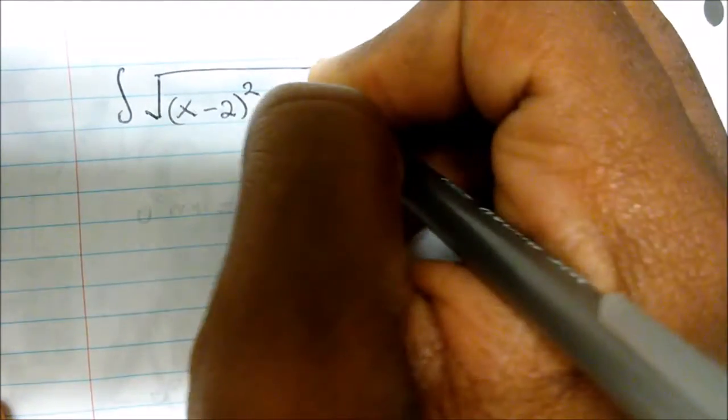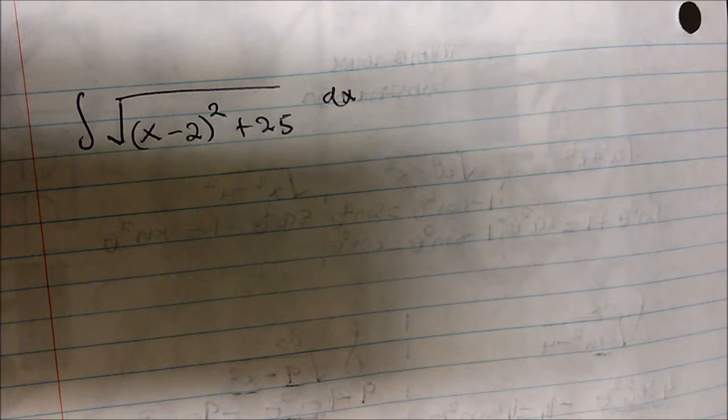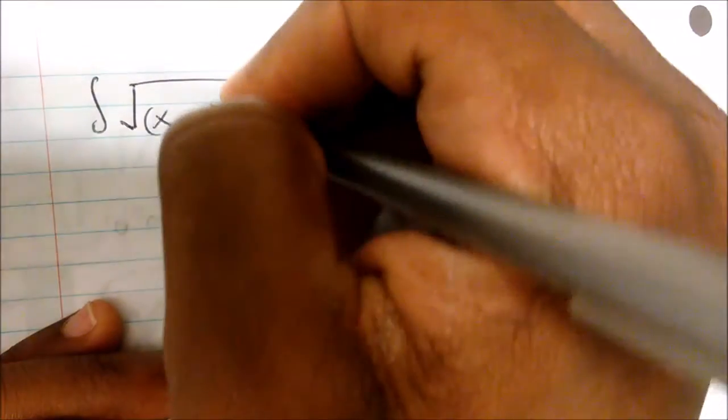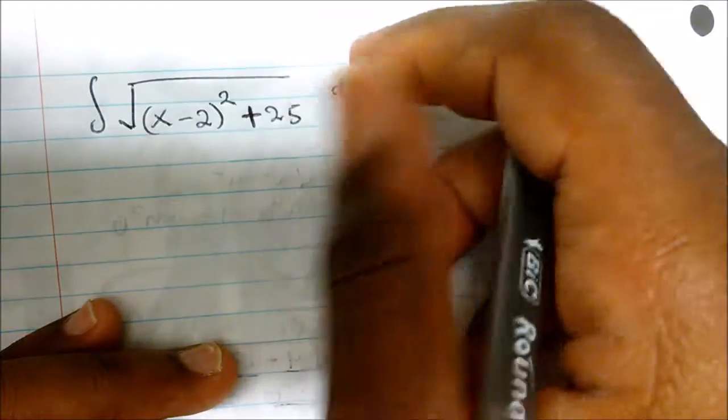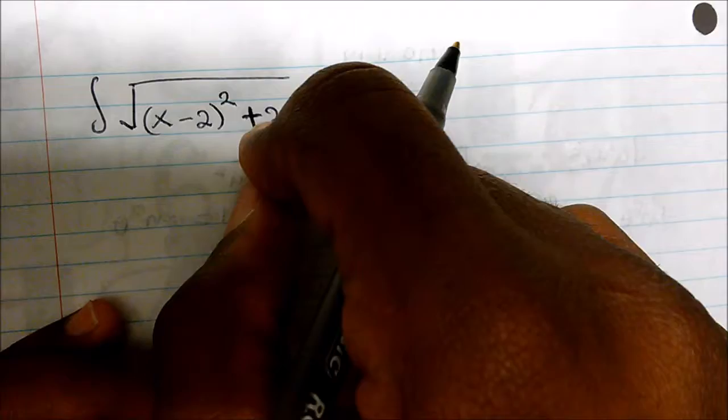Now, what about this one? What if we're given the integral of the square root of x minus 2 squared plus 25 dx? To me, it looks as if this is a trig substitution problem. And so again, what is my form? This is in the form some number x squared plus a squared. Well, we know that happens to be tangent squared.